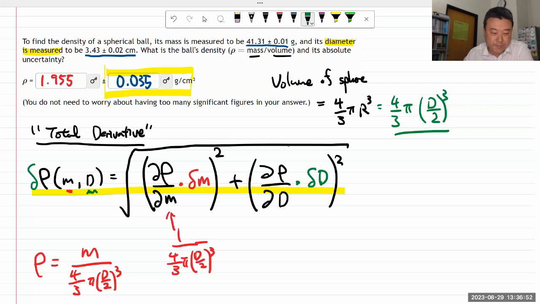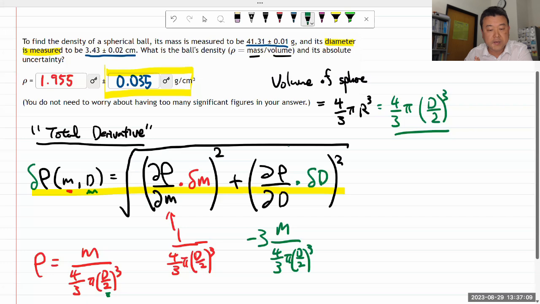So I'm taking the derivative of the outside, which would give me minus 3m over 4/3 pi (d over 2) to the 3. That's the outside, treating this as an internal thing. And then I have to take the derivative of the inside, which is the derivative of d over 2. Oh wait, sorry, that's not 3, that should be 4. That's the power rule. And then taking the derivative of the inside, I'm still using the power rule. It just gives me a factor of 1/2. So that's the formula for the derivative of density with respect to d.